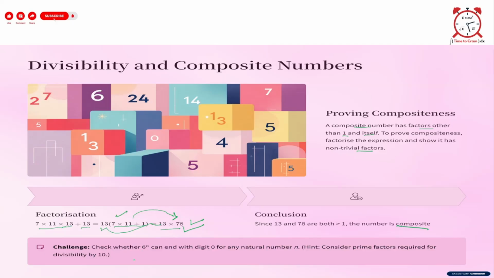This is also a challenging question. Check whether 6 to the power n can end with a digit 0 for any natural number n. So a hint is also given. Consider prime factors required for divisibility by 10. So I gave this question only for practice.